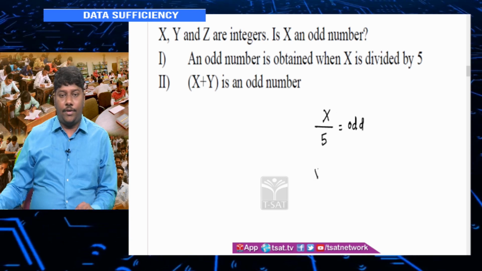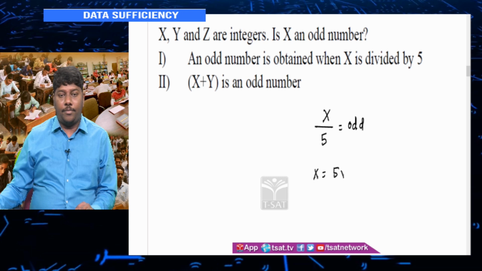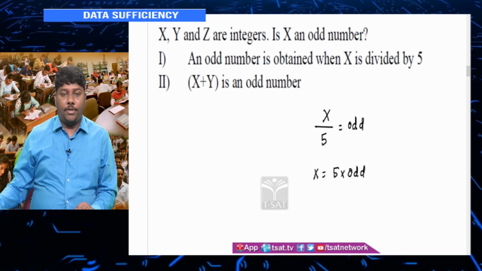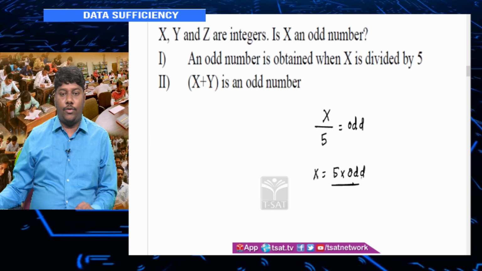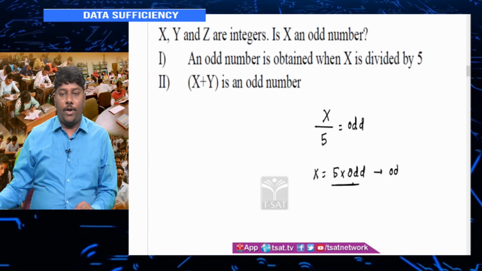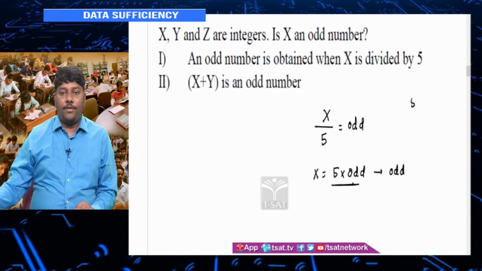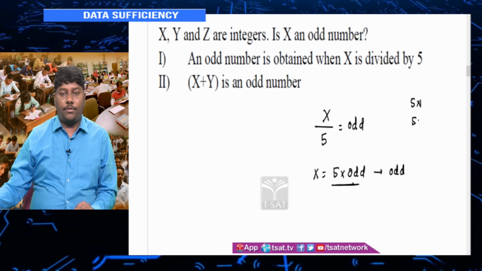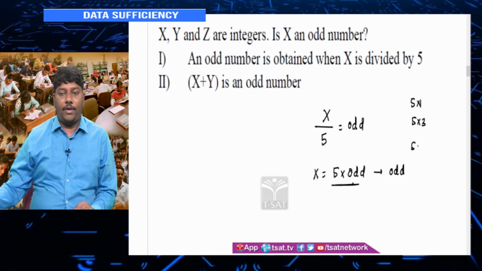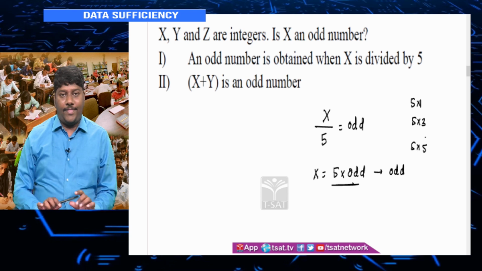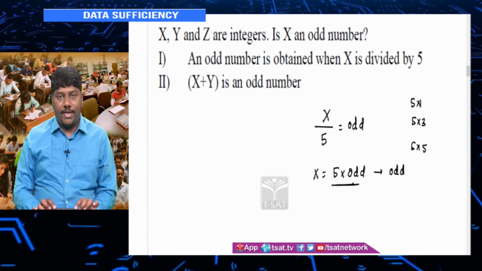So, what is x equal to? 5 into an odd number. 5 is also an odd number, therefore, an odd number into an odd number will always be an odd number. If you don't know, just check it. 5 into 1 is 5, 5 into 3 is also an odd number, 5 into 5 is also an odd number. Therefore, statement 1 alone is sufficient.